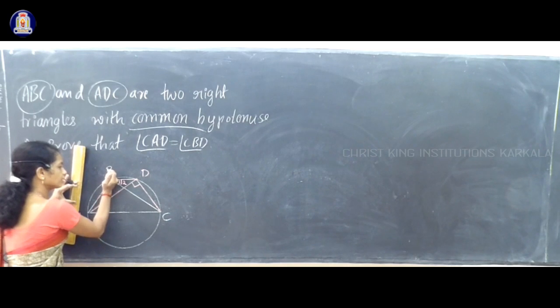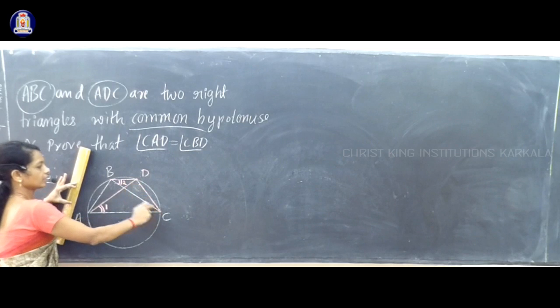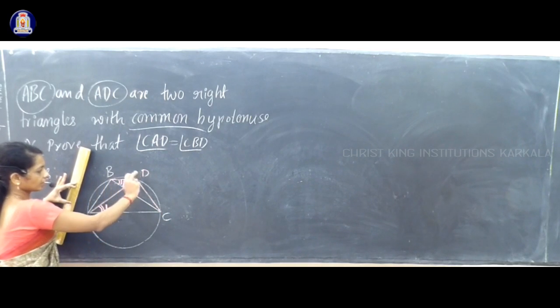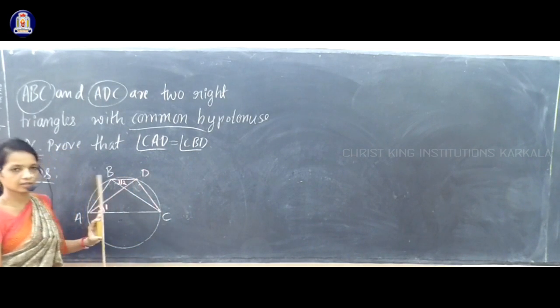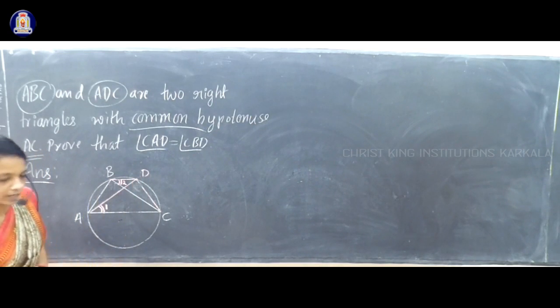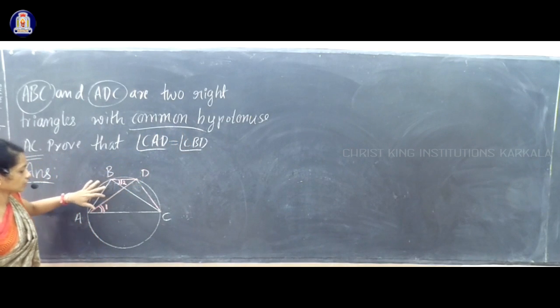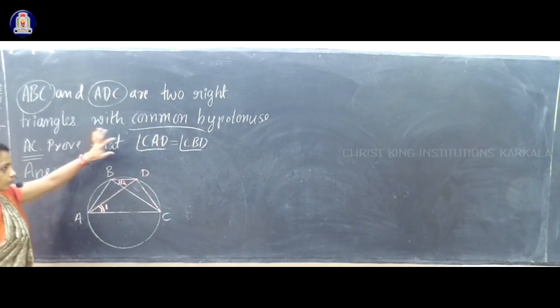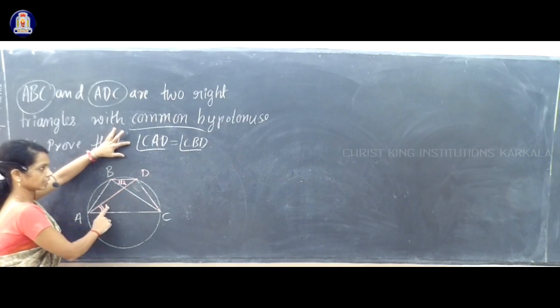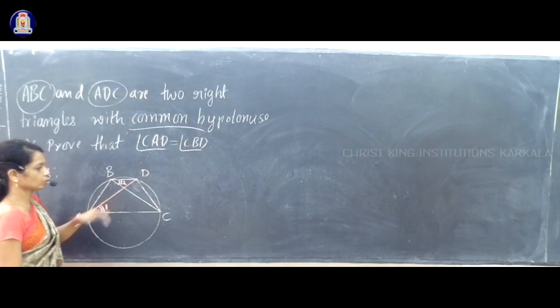Keep in mind that angle ADC and angle ABC are 90 degrees. Note it here. Now we mark which two angles are equal. We have to prove that the two angles I named 1 and 2 are equal: angle CAD, which I have taken as angle 1, and angle CBD, which I have taken as angle 2.